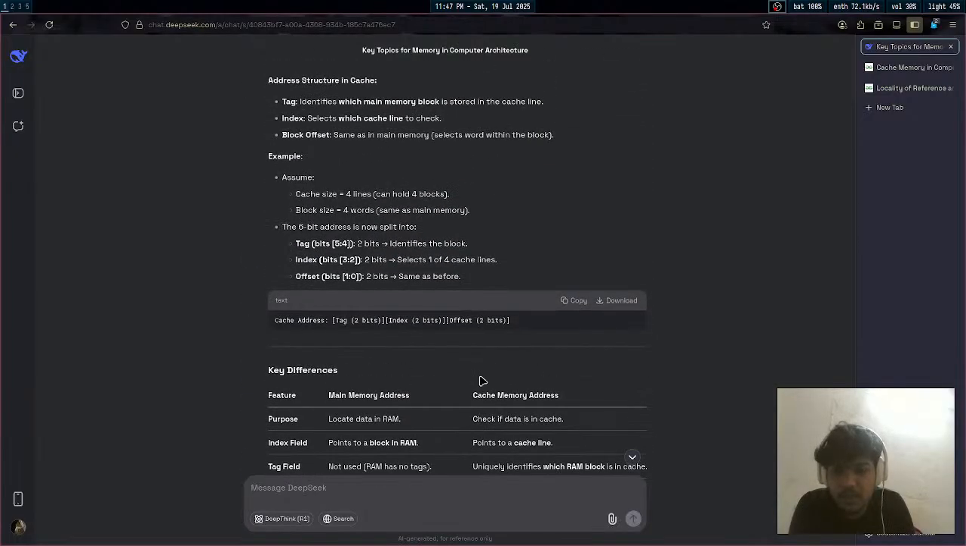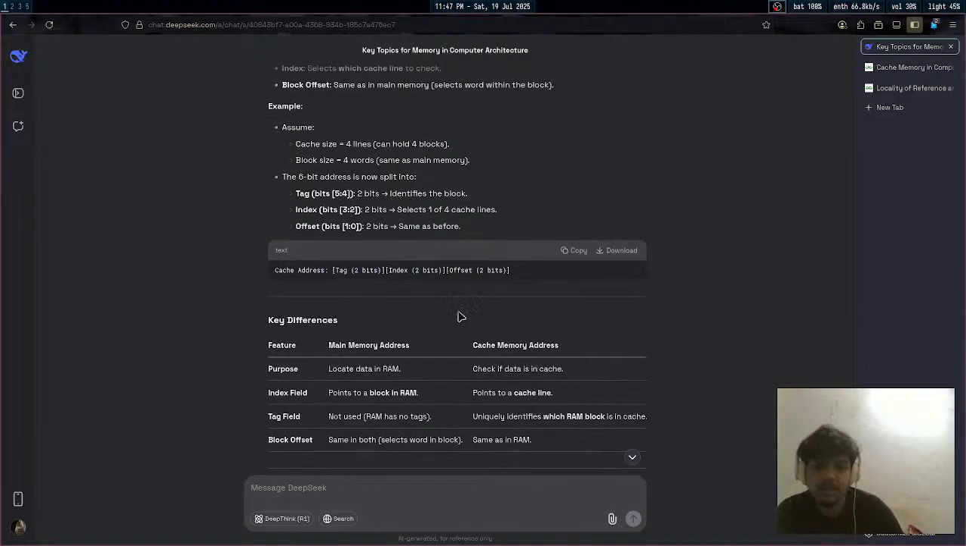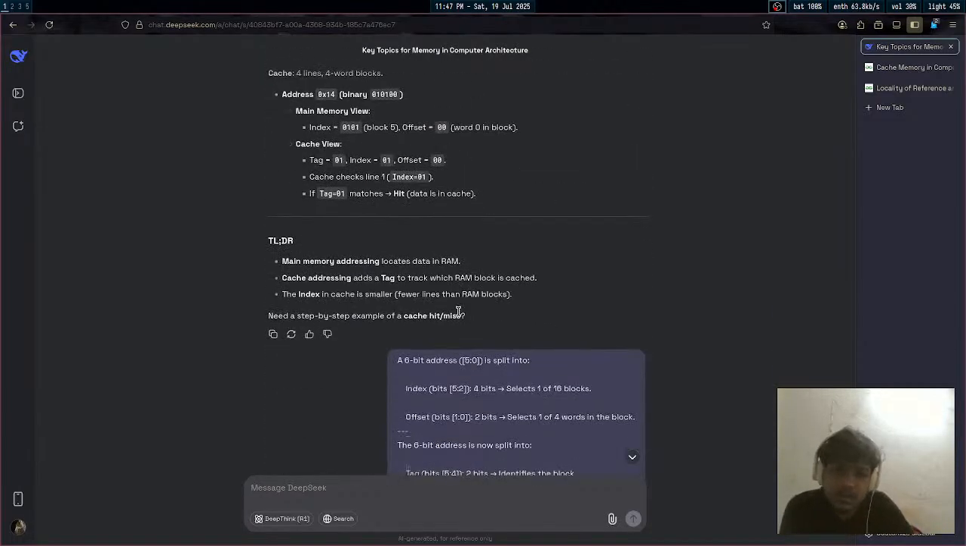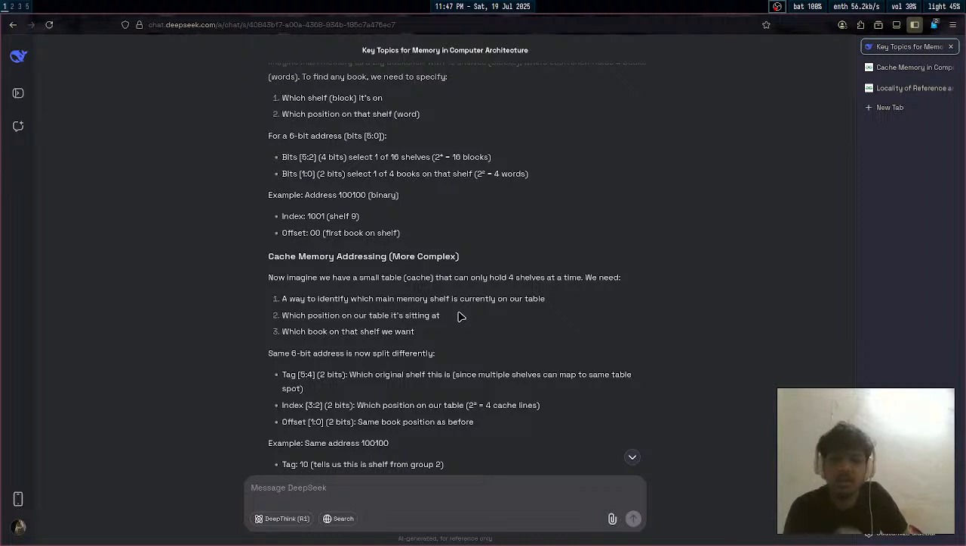And over here in the cache memory, the tag tells which block we are addressing, right? Again we could be specifying all other blocks as well, so should it not be more? So multiple shelves can be mapped to the same table spot. Tag: which original shelf this is. Index: which position on our table.